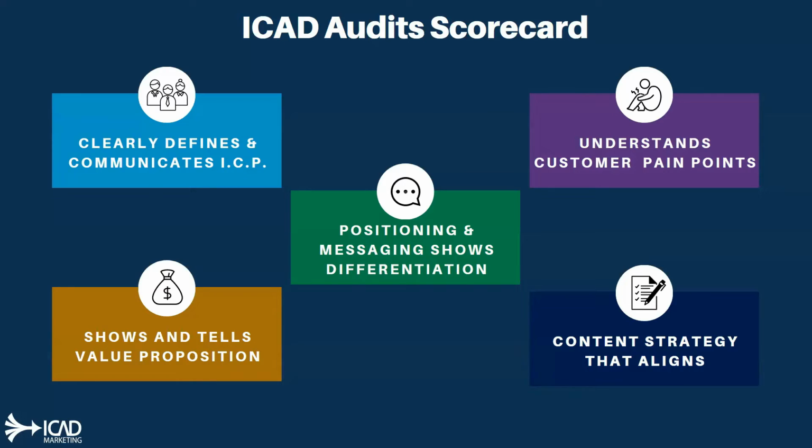All right, guys. So going back to the ICP audit scorecard, let's run through the tally. So: clearly defines and communicates ICP. I felt like they fell short on that one because as someone who visited the website for the first time, I had to be the one to really piece together the puzzle and put one and one together to figure out, and this is just based on assumption, that the platform is really for project managers. So they haven't really explicitly stated who their ICP is, or even the industries that they best serve, right?